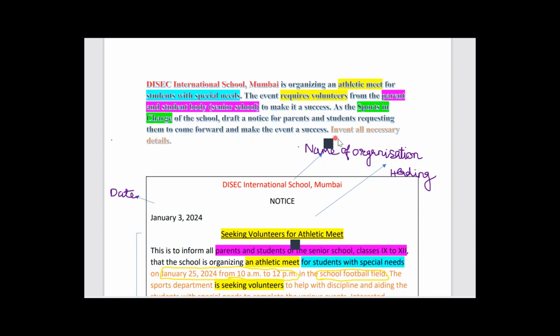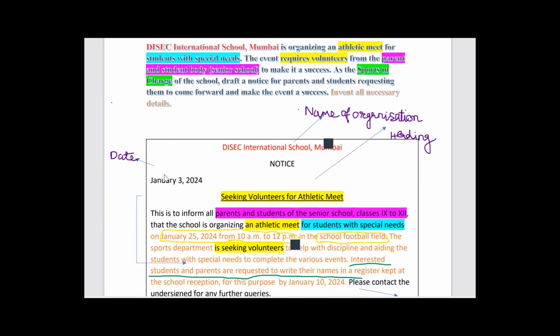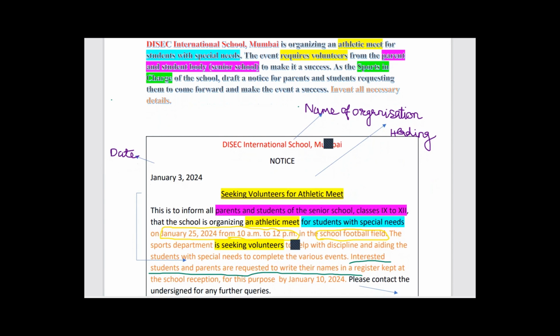Sometimes you are also given this line, invent all necessary details. So you will see there are some details given here, but there are some details that you may need to make up to make the notice coherent and one whole. You will see that I have color coded some of the information as it follows from the question. Now, let's highlight and see what are the pieces of information that we can directly use from the question.